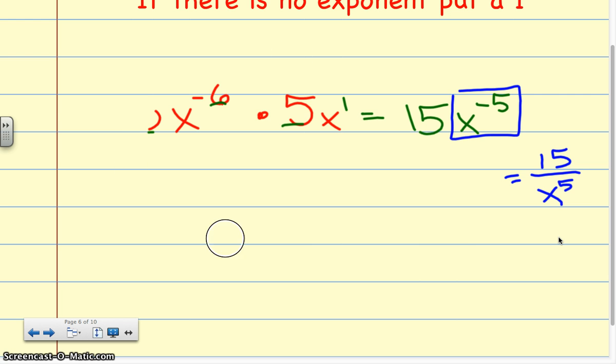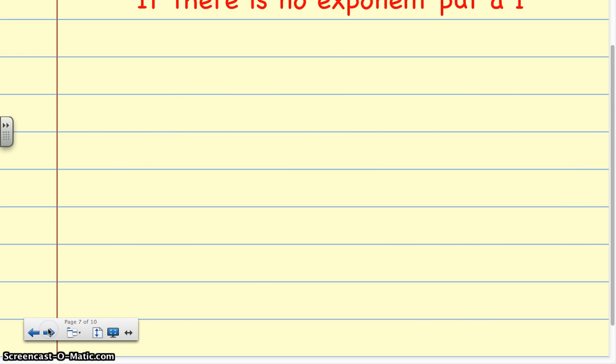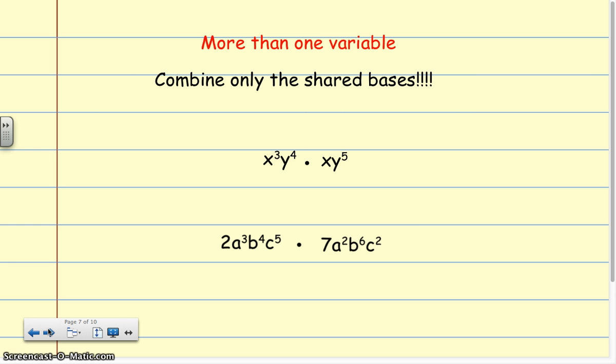All right. We have another concept to cover. This is the last part of today. If there's more than one variable, all we do is combine only the shared bases. So if I want to simplify this, I see I have a base of x. This would turn into x to the 3 plus 1, right? When I don't have an exponent, I really have a 1.